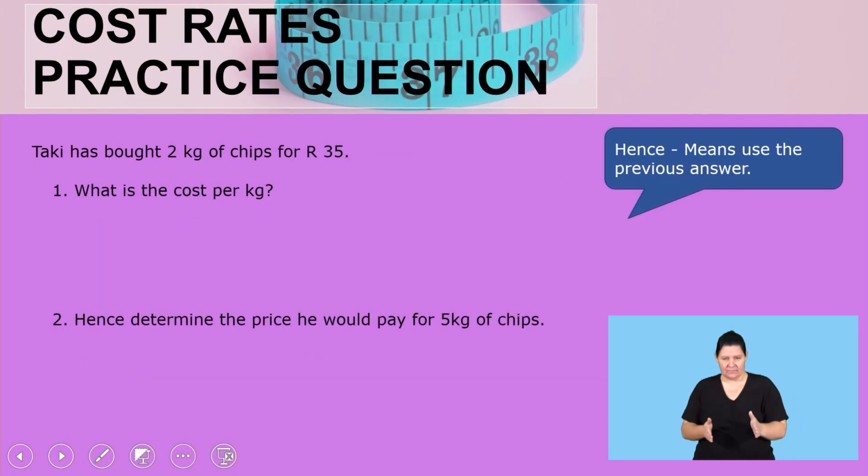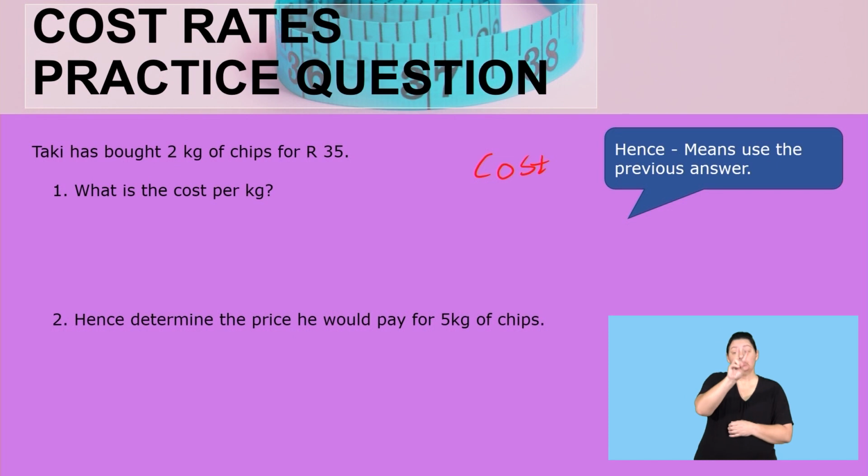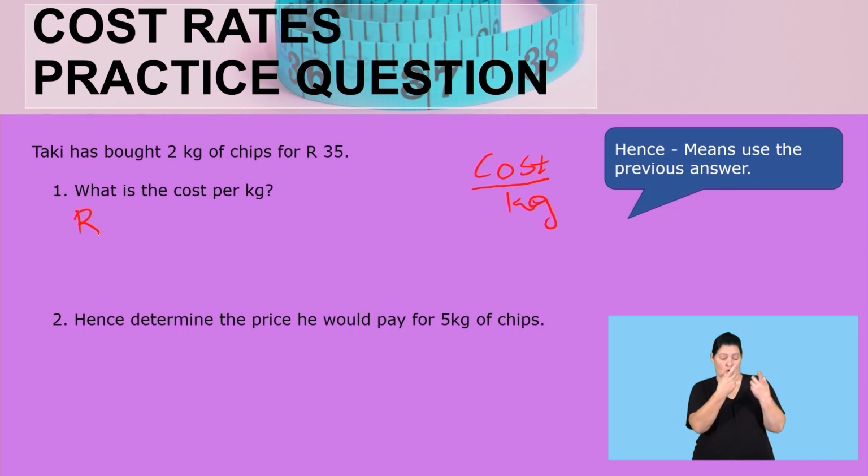Okay, now let us practice what we've just learned. The first question: Taki has bought 2 kilograms of chips for 35 rand. What is the cost per kilogram? When we say the cost per kilogram, remember you have the cost and then we say per kilogram. The word per can be related to divide by the kilograms. Because it's cost per kilogram, we first take the cost, which is 35 rand, and divide it by 2 kilograms of cheese.